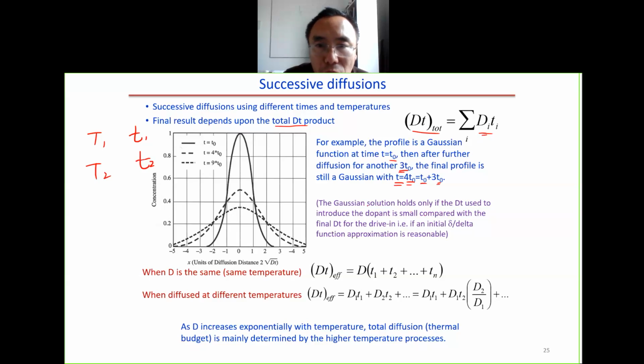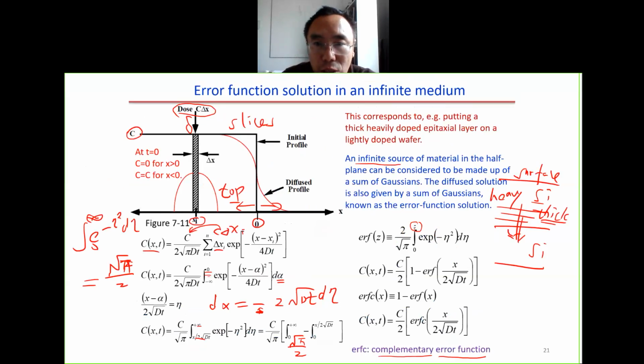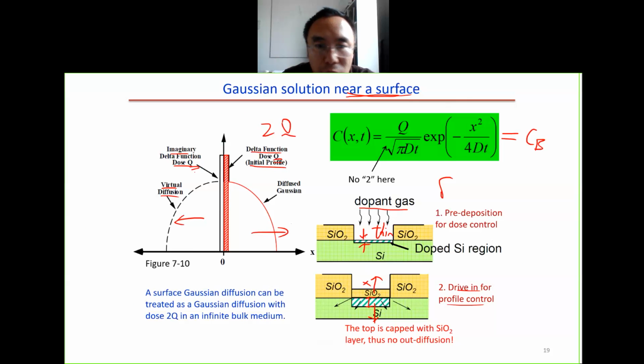This Gaussian solution holds only if the Dt used to introduce the dopant is small compared with the final Dt value for the drive-in. That means our initial delta function approximation is reasonable. That is why I said if this one is very, very thin, then we can approach this one as the delta function.